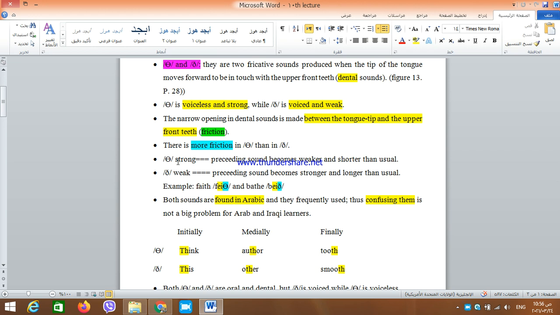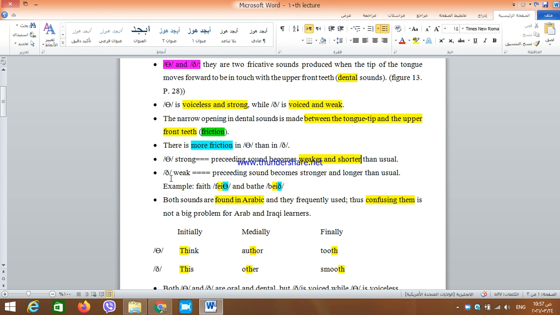Because th is strong, the preceding sound becomes weaker and shorter than usual. Remember that this rule will be applicable to all consonants at the end of words in final position. So they affect the preceding sound. While the, which is a weak consonant, makes the preceding sound stronger and longer than usual. So with strong consonants at the end of words, preceding sounds will be shorter and weaker than expected.